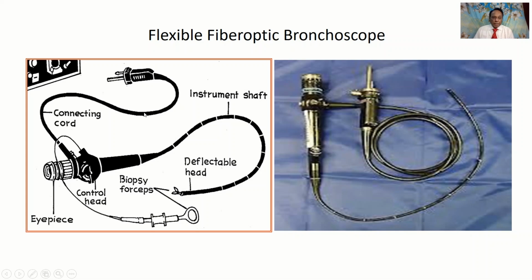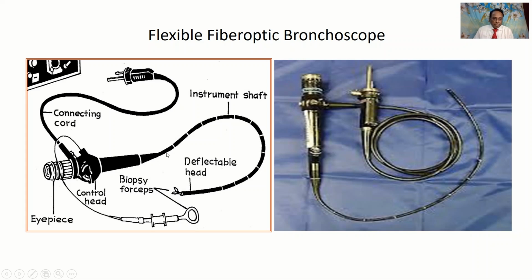Coming to the parts, this is a flexible fiber optic bronchoscope. Can you see this key diagram? This we have drawn long back. And this is the proximal end with the eyepiece, and in the proximal end we can see the lever, the control lever. By adjusting the lever, we can make the distal end flex or extend like that.